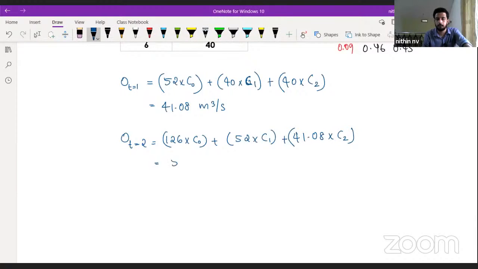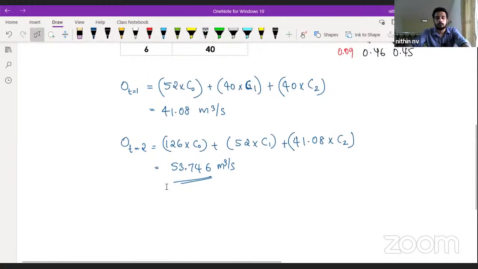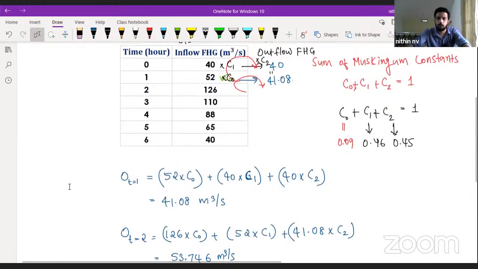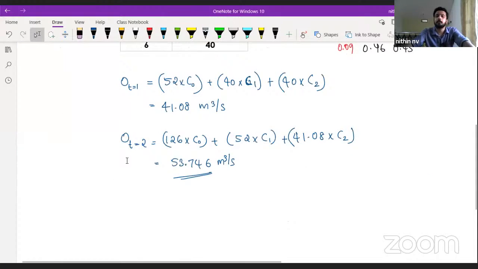53.746. Very good. 53 point. All are getting the same answer? 53.7. Yes, very good. Krishna, very good. Final answer. So is it an MCQ question or no? Round off to integer. So either you can put 53 or you can put 54. Both are acceptable, no issue.